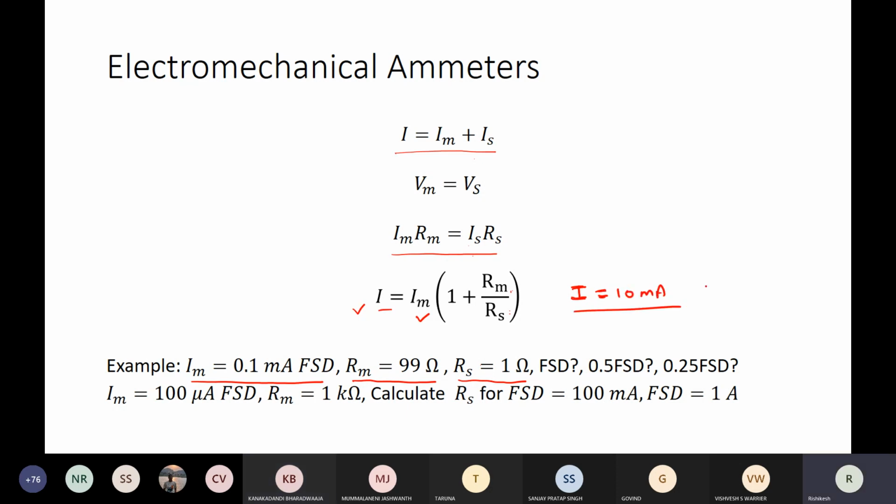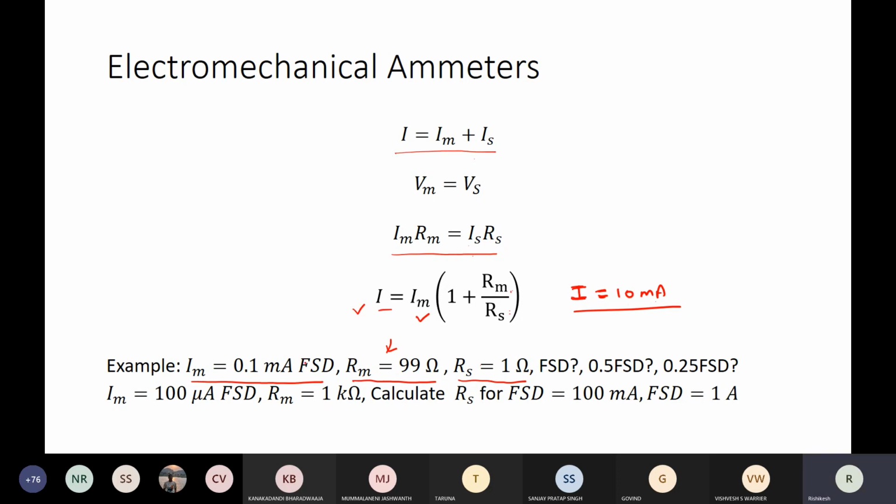10 milliampere, right? So what you have just done here is that you are given a PMMC instrument which has a fixed value of Rm as 99 ohm and full scale deflection of 0.1 milliampere. By connecting a resistance in parallel whose value is 1 ohm, you have extended the meter range from 0 to 10 milliampere instead of 0 to 0.1 milliampere.